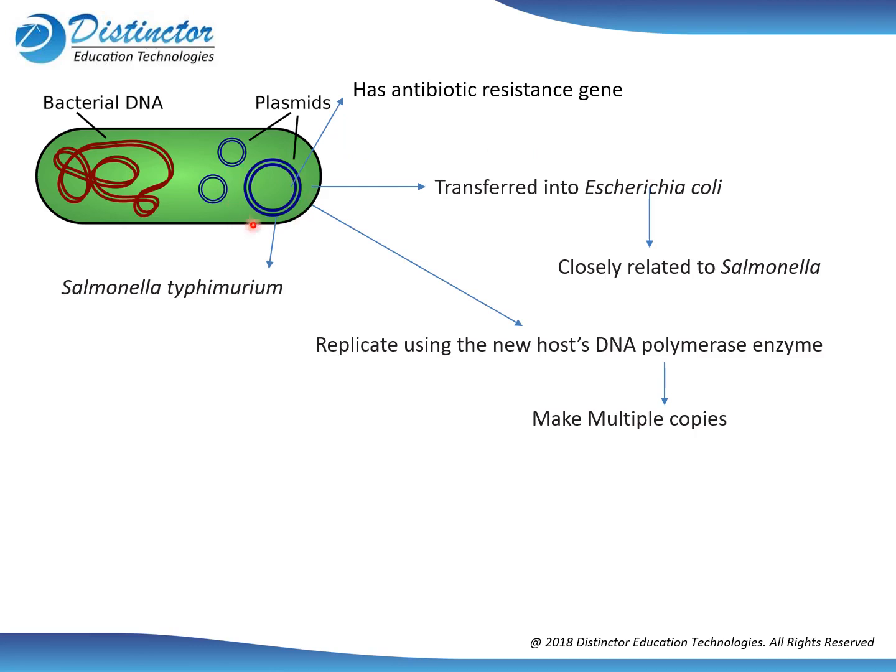So once they seal this plasmid, they are going to introduce it into the E. coli. Then inside this E. coli, this plasmid is going to replicate, and then they are going to produce more copies.